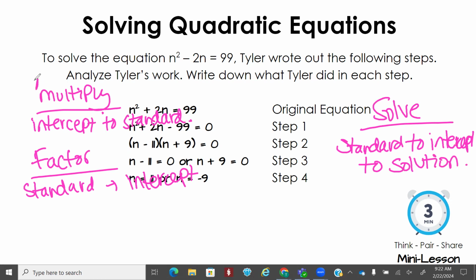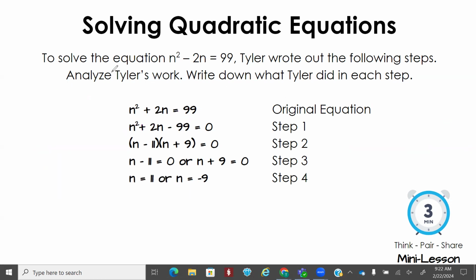I need you to be comfortable with these 3 words, because if they say solve, that's technically different from factoring. Yes, you're going to factor, but you do an extra step. So you need to pay attention to what the question is asking you to do. Is it asking you to factor or is it asking you to find a solution? Make sure you know those. To solve this equation, Tyler wrote this out in the following steps. Analyze Tyler's work and write down what Tyler did in each step.